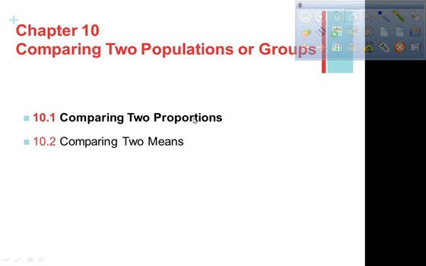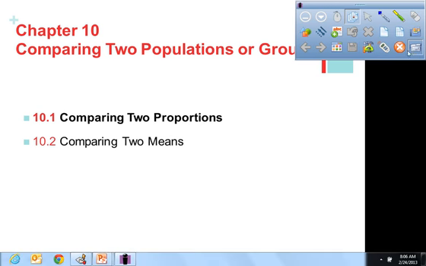Make sure you have your green sheets nearby because you're going to need those. And also make sure that you have your calculator because I'll be showing you some stuff in your calculator.